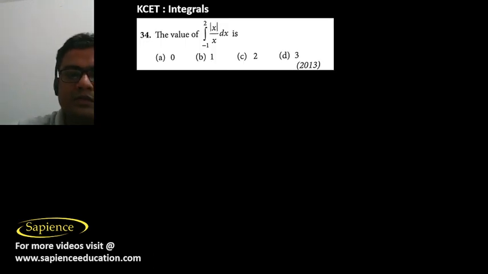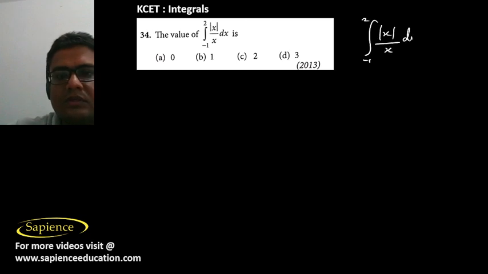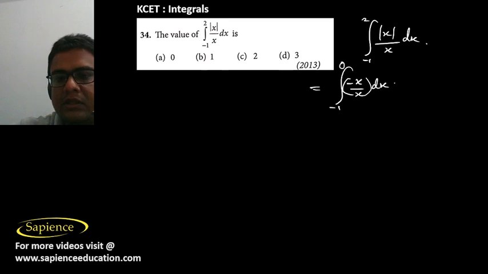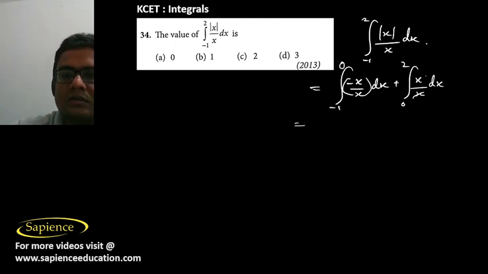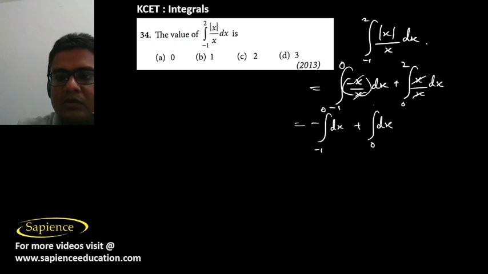Then we have to find the value of integral from minus 1 to 2 of mod x by x into dx. So from minus 1 to 0, this mod x will be minus x. So this is minus x by x into dx, and plus from 0 to 2 this will be x, so this is x by x into dx. So this will be 1, this will be minus 1, so this is minus of integral minus 1 to 0 dx, plus integral dx from 0 to 2.